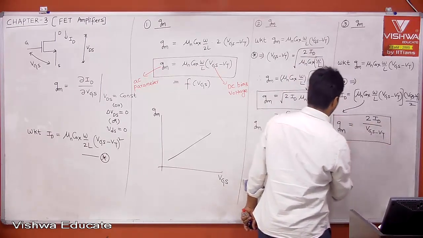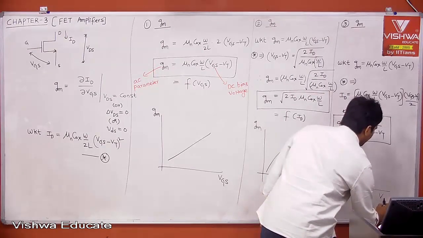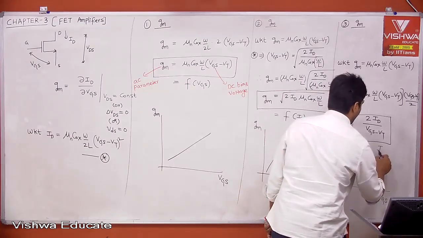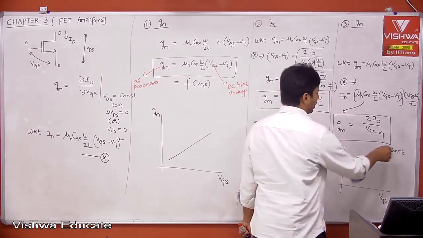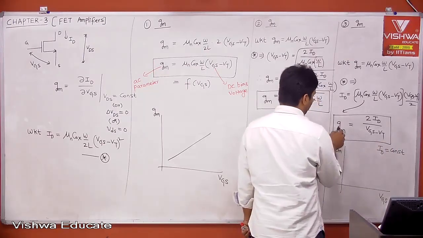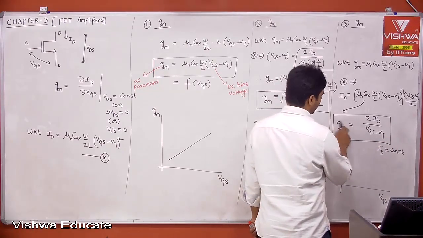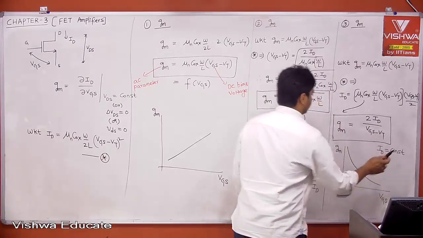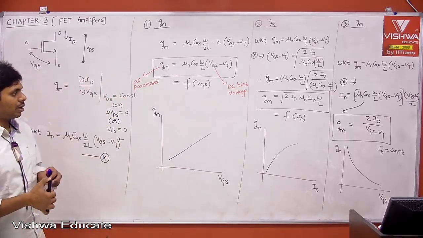This is the third form. But if you ask me to draw GM with respect to VGS when ID is constant, you will understand the meaning of all these things. When ID is constant, GM versus VGS is nothing but XY equal to constant, a rectangular hyperbola. You will get it like this. Just take it mathematically; I will explain the qualitative meaning.